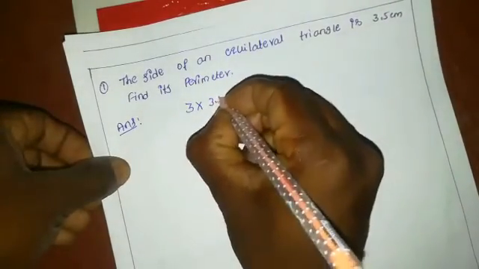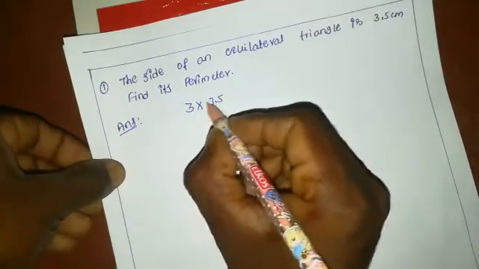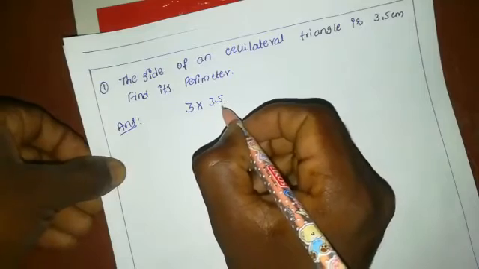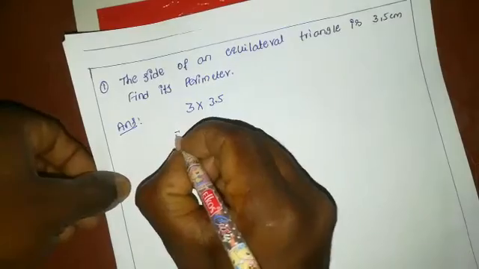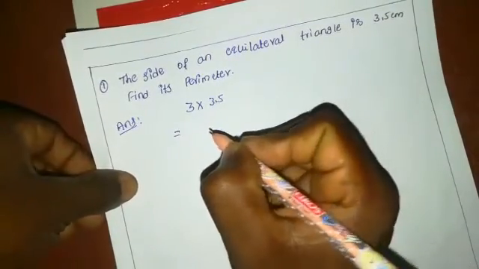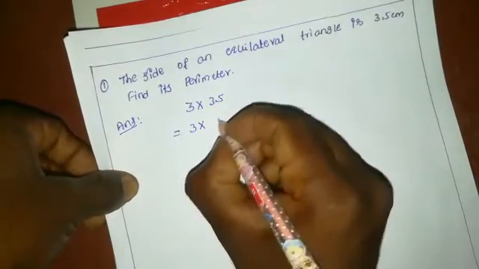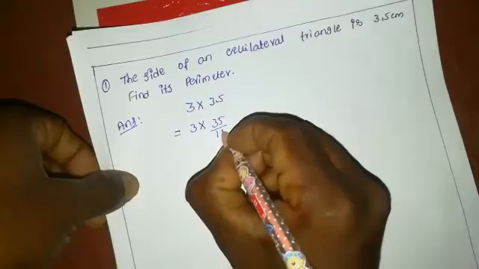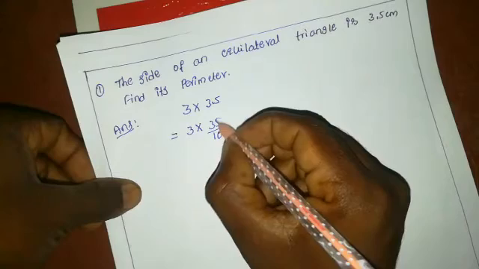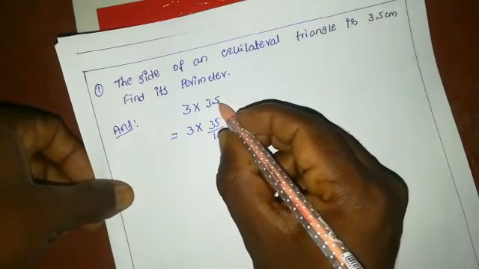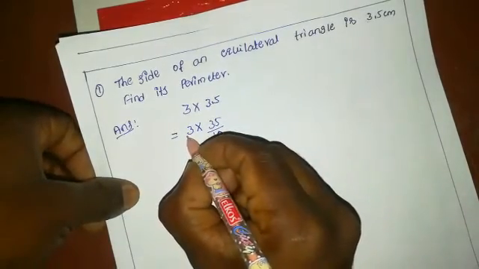Now we have to multiply 3 into 3.5, which means 3 is a whole number and 3.5 is a decimal. We have to multiply a whole number by a decimal. How do we multiply a decimal number by a whole number? You write 3.5 as 35 divided by 10. When we simplify 35 divided by 10, we get 3.5. Here 3 means 3 by 1.